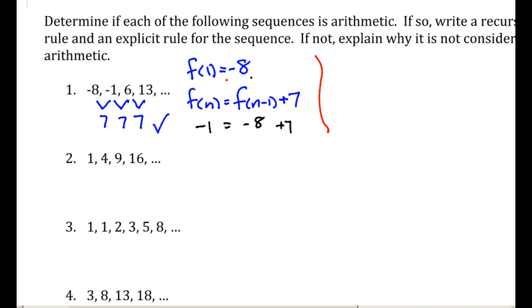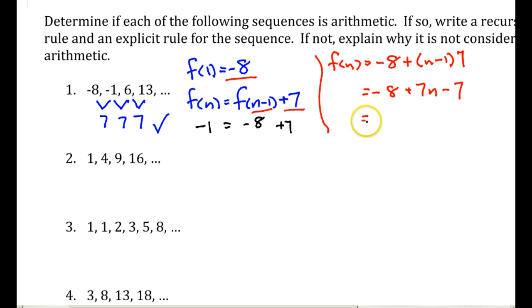So explicit, you take the first term, the n-1, and the difference of 7, and you put it all together. So we got -8 plus our n-1 times our difference of 7. And of course, simplify that by distributing and simplifying. So 3 steps. Yes, is it arithmetic? Then write the recursive, then write the explicit.